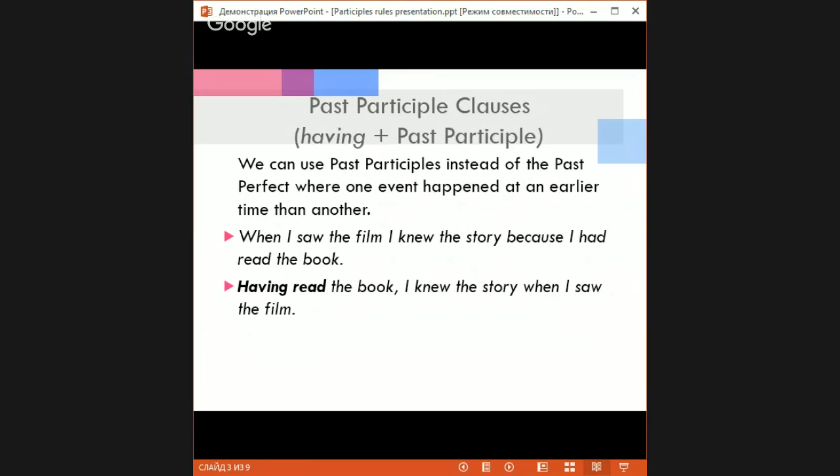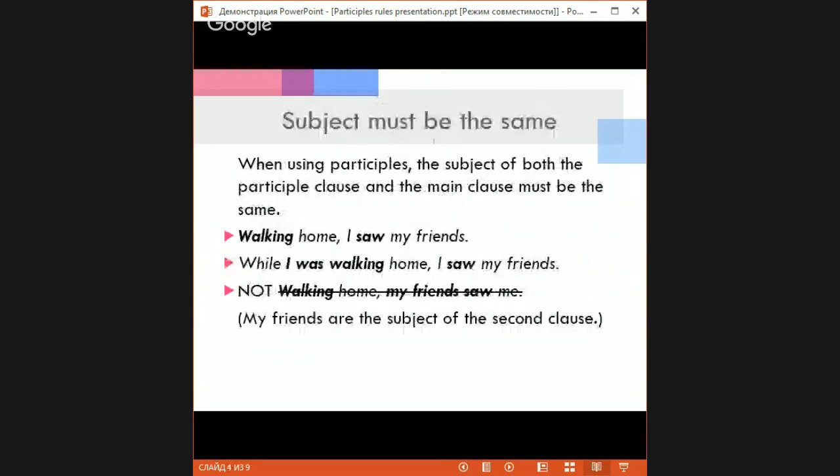So a past participle clause can be used instead of the past perfect when one event happened at an earlier time than another one. The rule that you must follow is that the subject of the participle clause and the main clause must be the same. For example, walking home, I saw my friends, or while I was walking home, I saw my friends. But you cannot say walking home, my friends saw me, because in this case we have two different subjects.